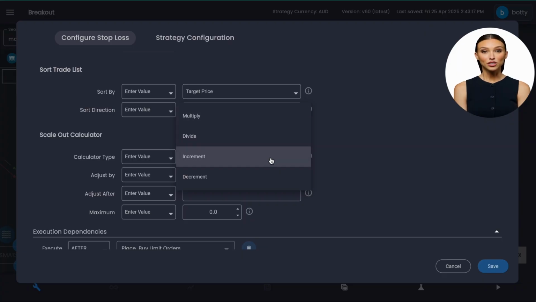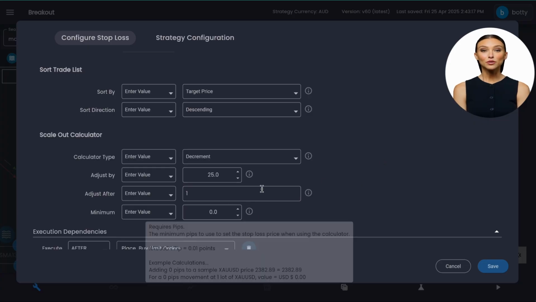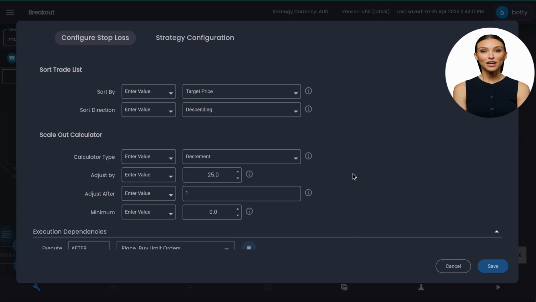Basic arithmetic operations are available for dynamically recalculating the next stop loss. For example, the decrement operation will subtract the number of pips entered in the adjust by field from the number of stop loss pips that were set for the previous trade in the list. Be careful to use the correct sign for the number of pips. Using decrement with a negative value will actually add pips to the previous stop loss.